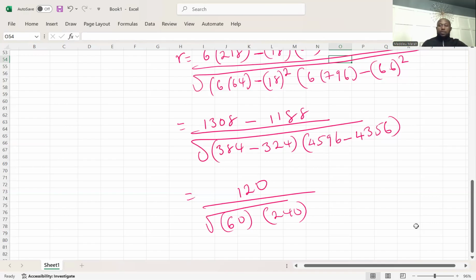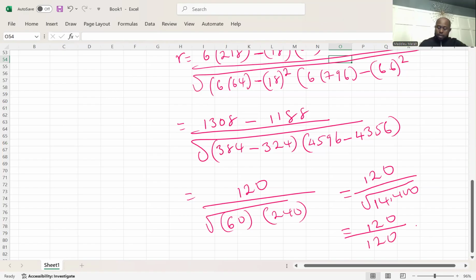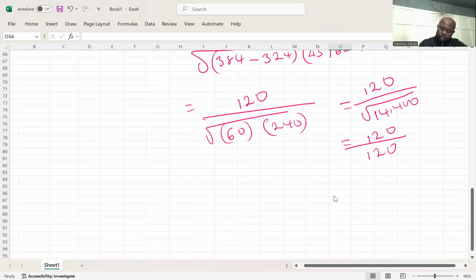Okay. Keep going. Now, we'll bring our 120 up here. We clear the bracket now. 60 multiplied by 240. This will give me the square root of 14,400. So to bring the numerator 120, square root of 14,400 is 120. Therefore, R is equals to 1. This is the answer. So this is how we do correlation.